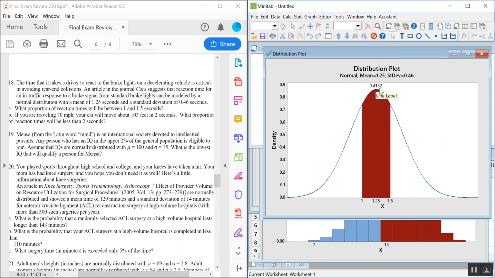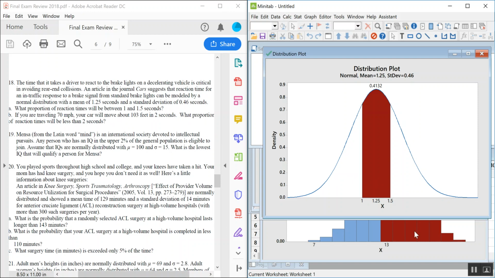0.4132. Ah, I see why this was asked, because I have a feeling, if I remember, I changed this problem, and then that caused the solution sheet to be incorrect. That's probably why this one's being asked. Okay, let's do B just to make sure we're good. So if you're traveling 70 miles per hour, your car will move 103 feet in 2 seconds. Well, for a specific car, this will happen, roughly. Different cars, different stopping times. What proportion of reaction times will be less than 2 seconds?